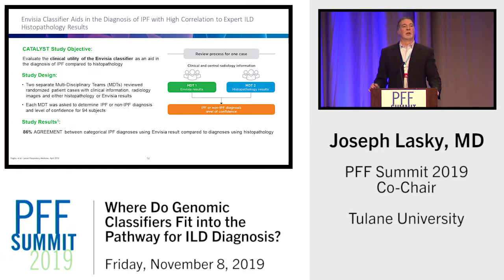And then they went further to do this study called the Catalyst study, where they looked at approximately 90 cases, and they showed these cases to 2 different MDDs. One MDD got to see the pathology only, and one MDD got to see the classifier only. The agreement was 86% between those two. And that's pretty good, because if you take 7 different MDDs and show them the exact same 70 cases, the kappa was 0.7. These are expert MDDs. So these are very good results.